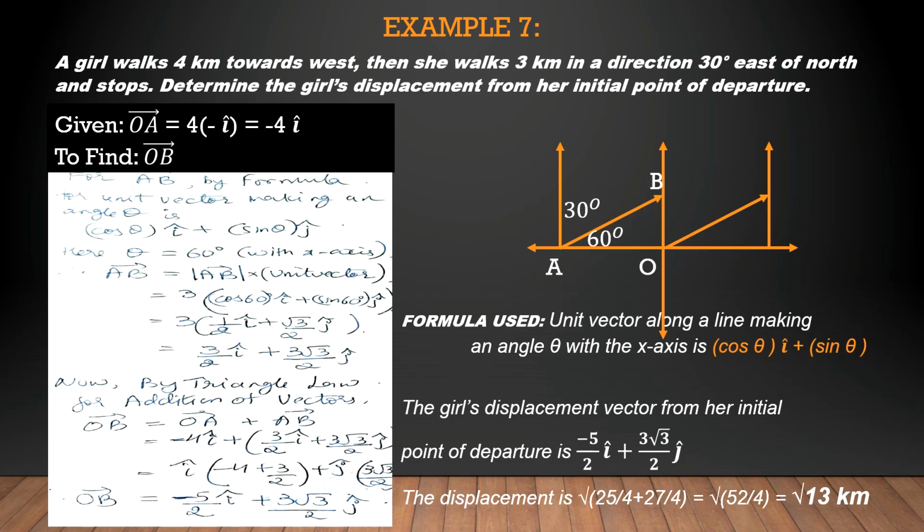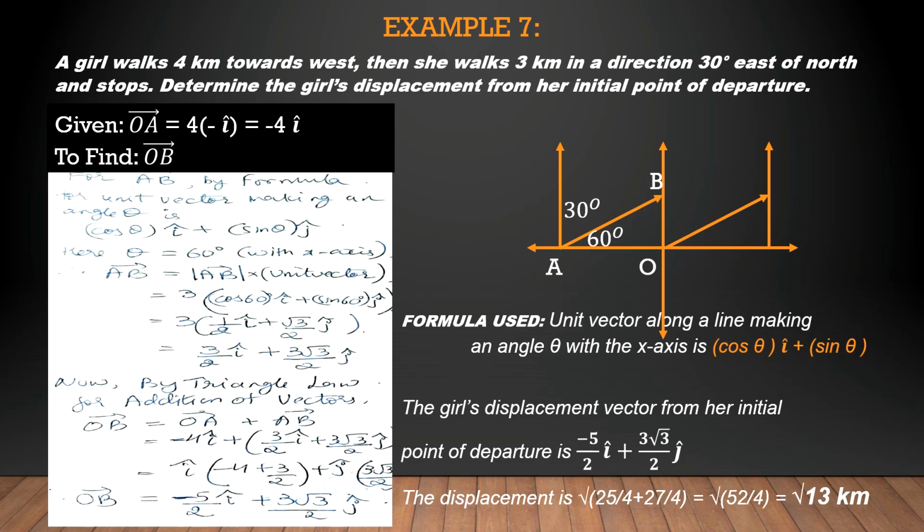It is given that vector OA is in the west direction. So if we consider O as the origin, then vector OA will be 4 into minus i cap. Why minus? Because we are going in the negative direction from the origin. So it is minus 4 i cap. Now for AB, by the formula we just derived, theta is the angle between AB and OA. The unit vector is cos theta i cap plus sin theta j cap. Theta is 60 degrees.